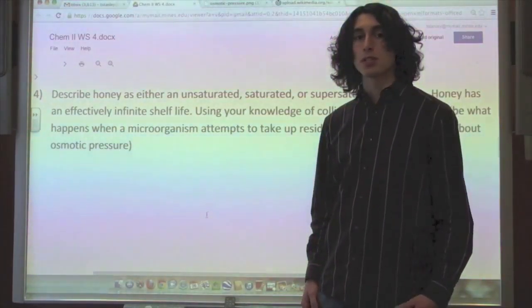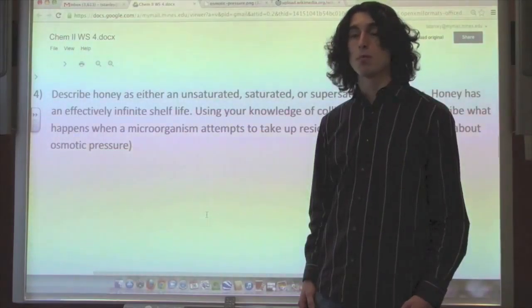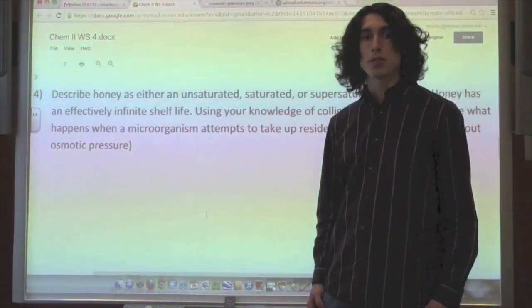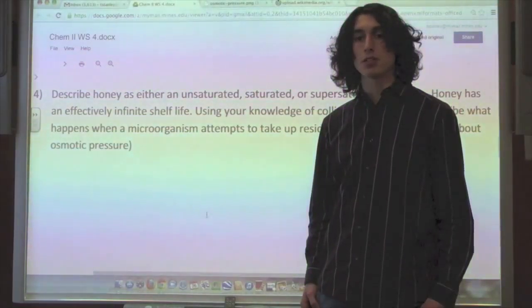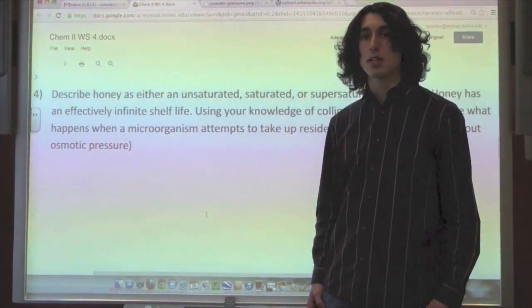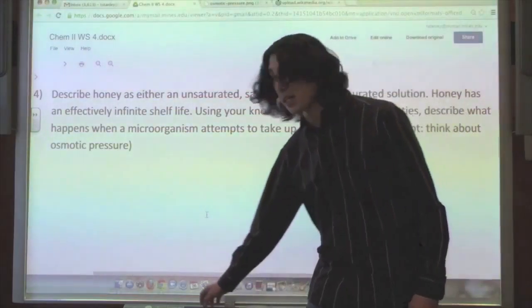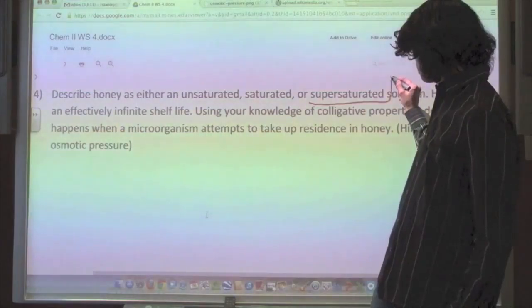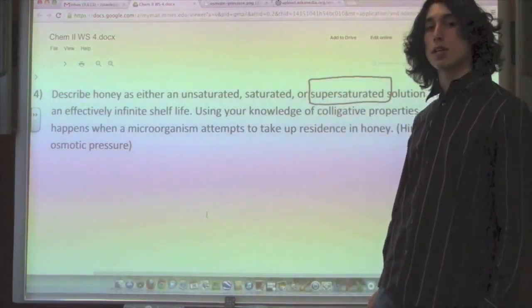A supersaturated solution is one where more than the equilibrium amount of solute has been dissolved. This is usually done by heating or the addition of some agent which stabilizes such a solution. Honey, being thick and viscous and full of way too much sugar, is a supersaturated solution.